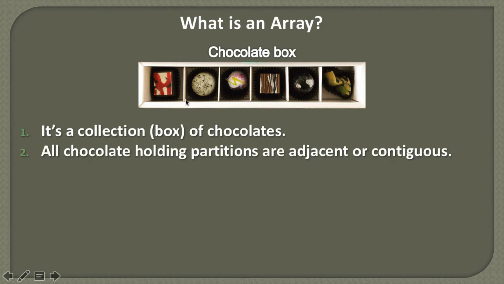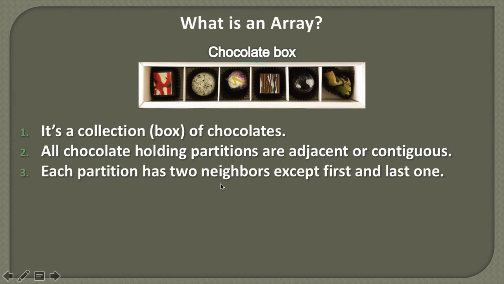And all the partitions which are holding these chocolates are adjacent, or we can say they are contiguous, because they are very next to each other. Here you can also see that each partition has two neighbors except the first and the last one. For example, the second partition has one neighbor to its left and one to its right. But the first and the last have only one neighbor: for the first, it is on the right, and for the last, it is on the left.